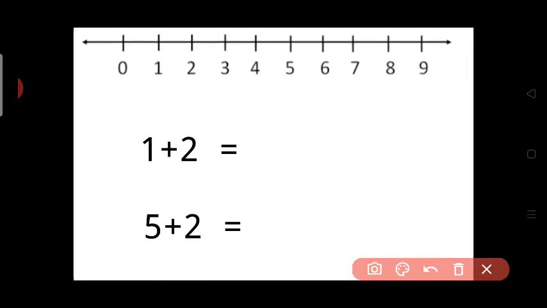Next is 5 plus 2. So 5 is here, and 5 plus 2 means we have to move 2 times. So 1 time here and then another time here. So 5 plus 2 is 7.